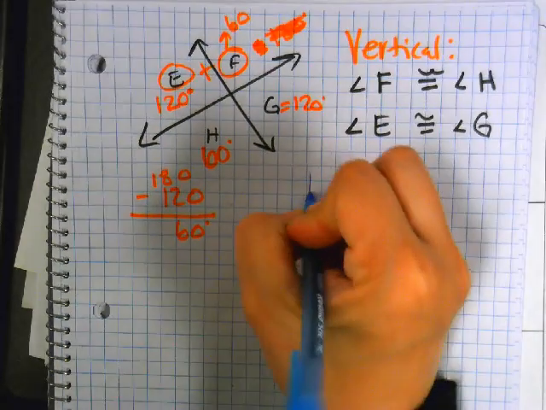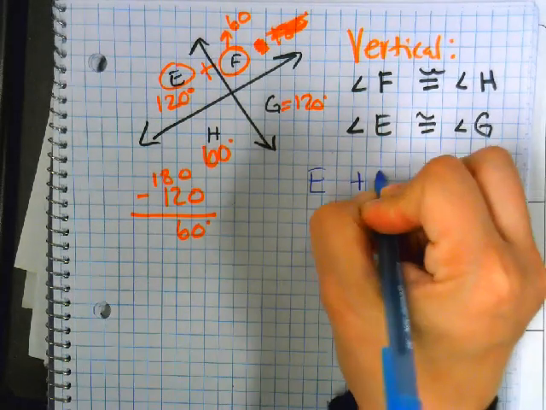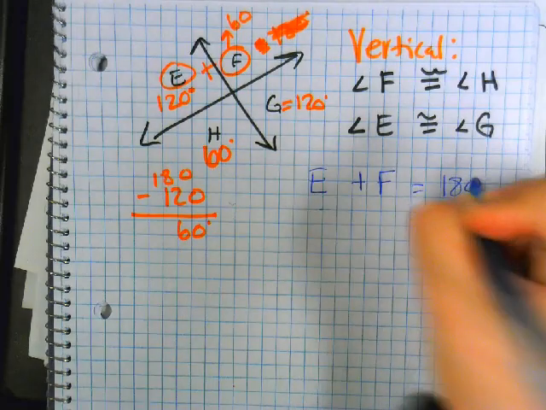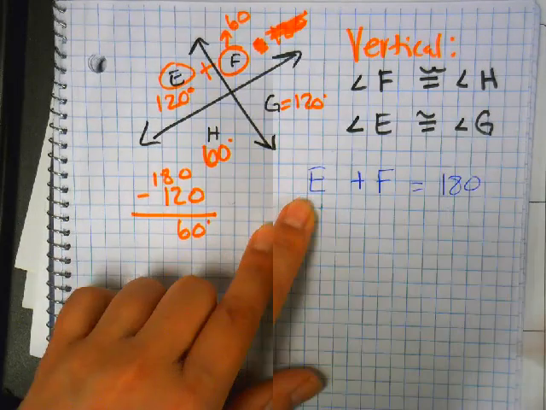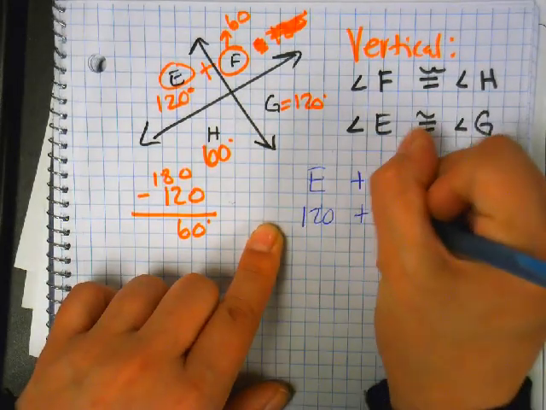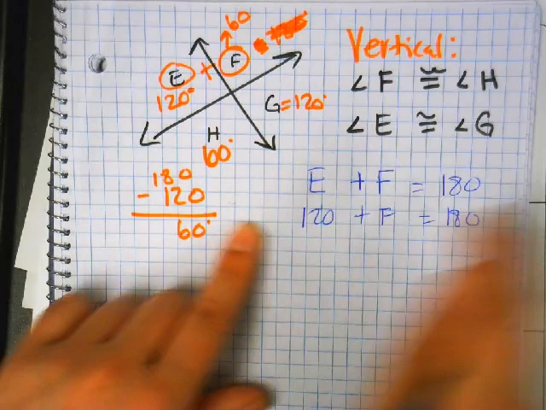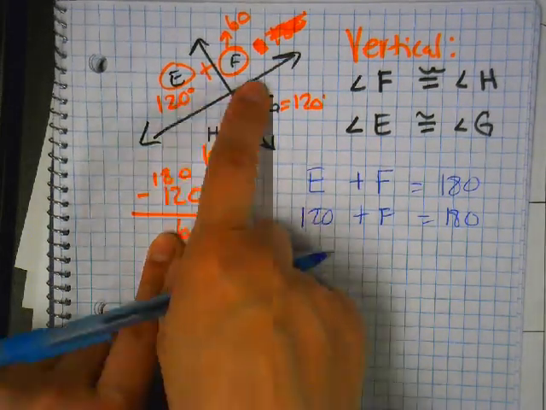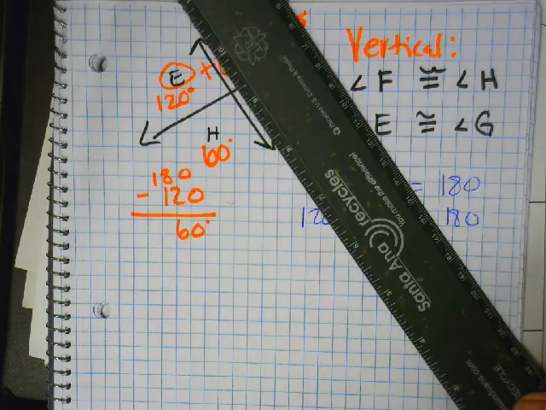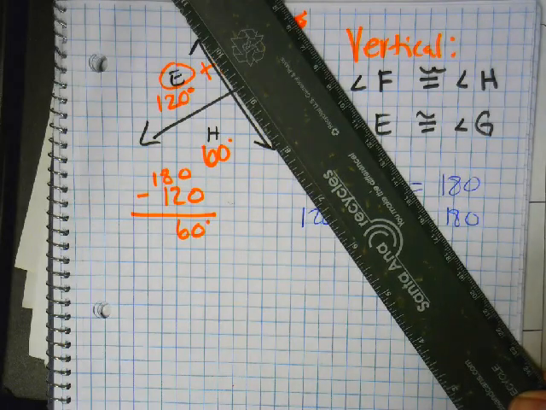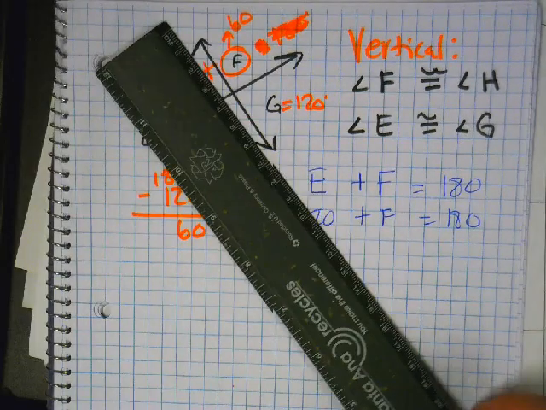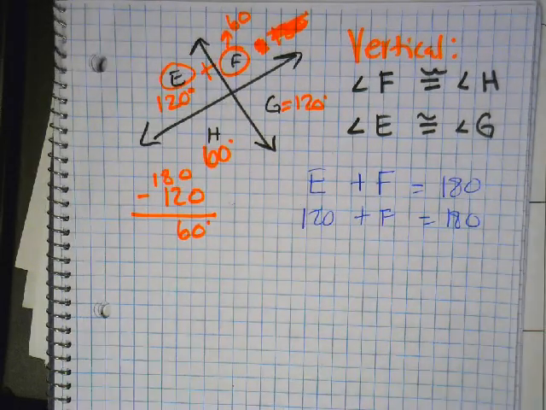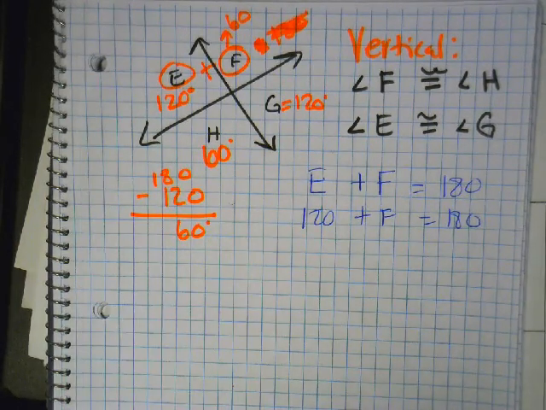Let me break this down just in case you still don't understand. If I do angle E plus angle F, that has to equal 180. That's when you cover this up and you see it's supplementary. I know angle E is 120 plus angle F has to equal 180. That's how we got 60. Could I have done E and H? Yes, that's also 180. I could also have done H and G or F and G. All of them will get you your missing angles. Are we okay? Do you want an easy one or a hard one?